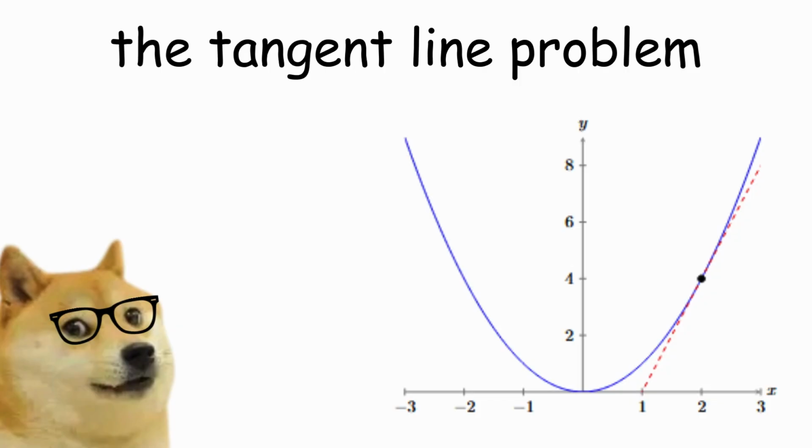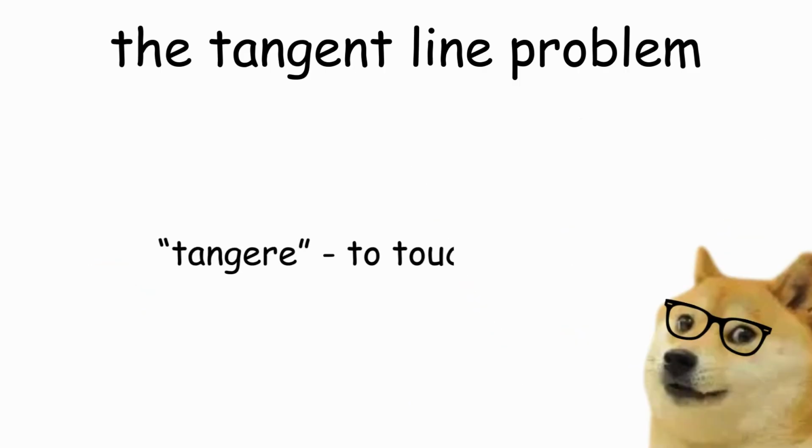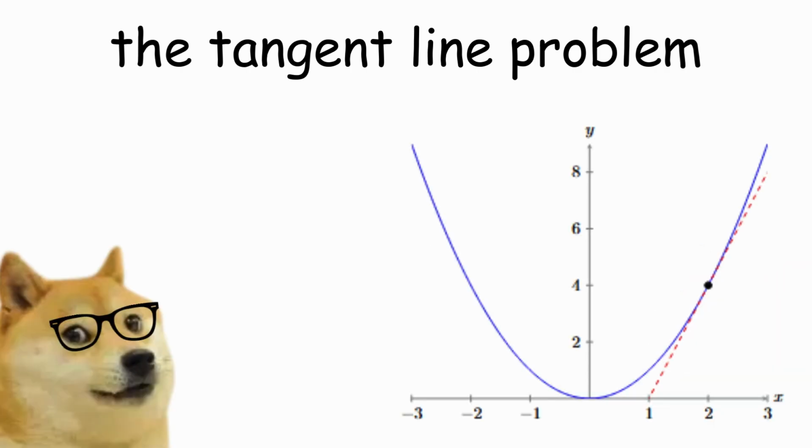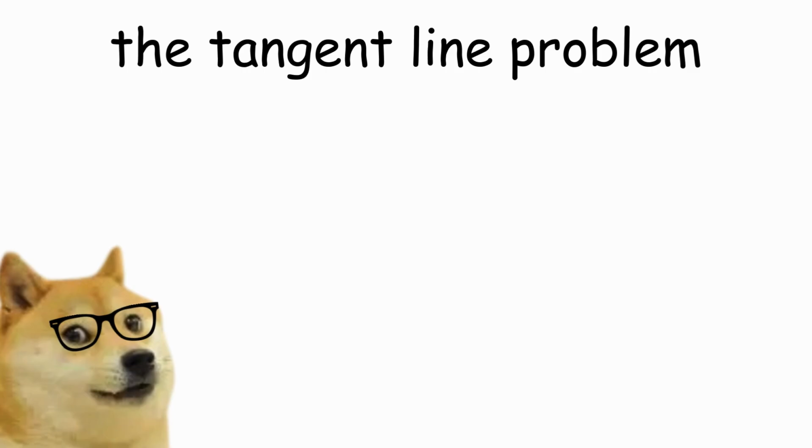The word tangent comes from the Latin word for touch because the line intersects the graph at only one point, touching it. Now, what if we wanted to find the equation for this line? How would we even do that? Well, the answer to that question leads us to a fundamental concept in calculus, the derivative.